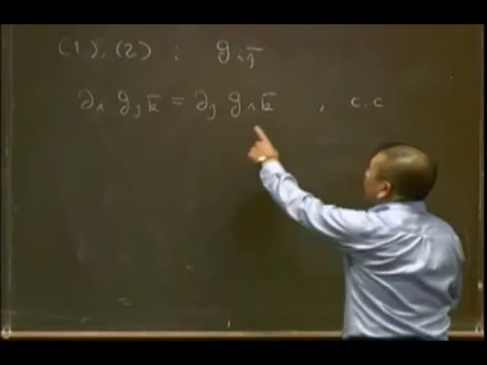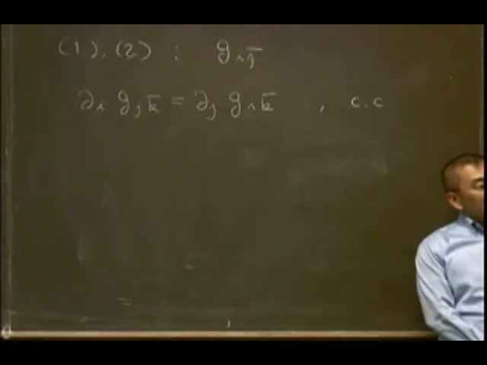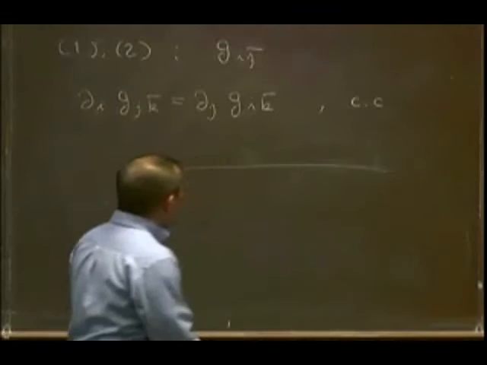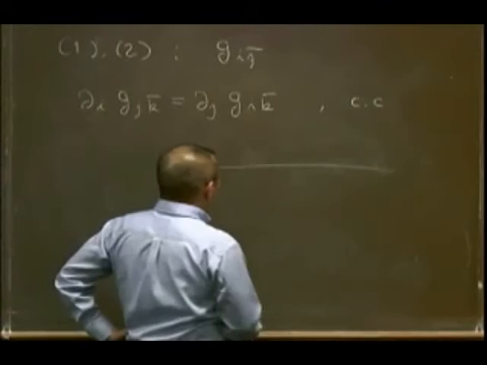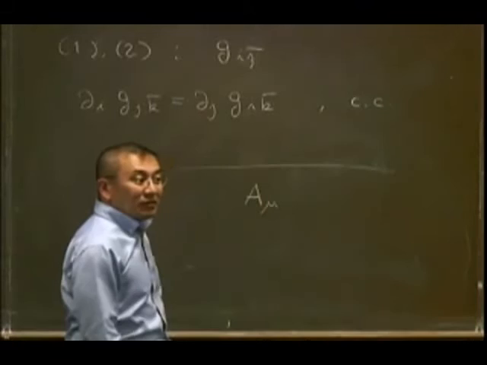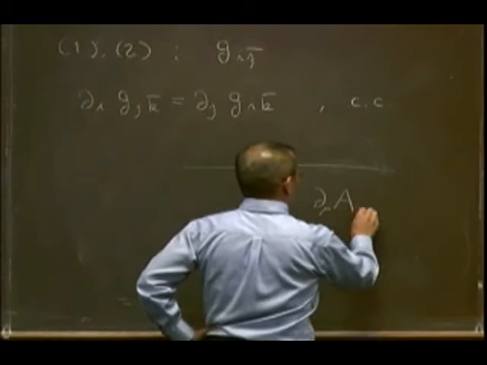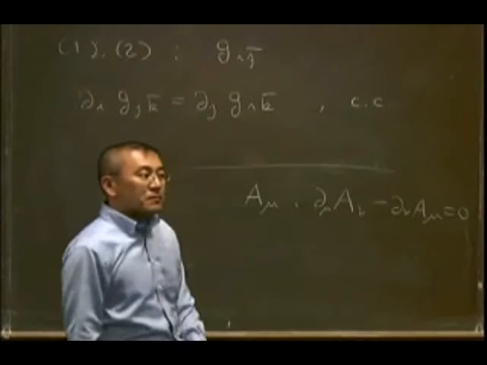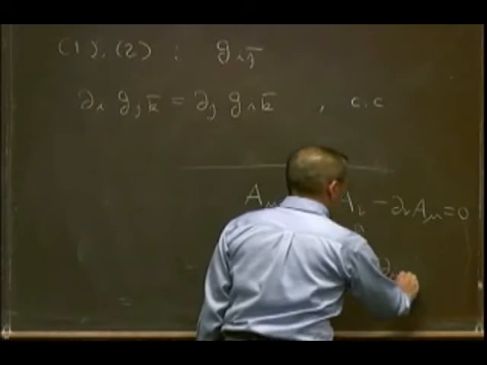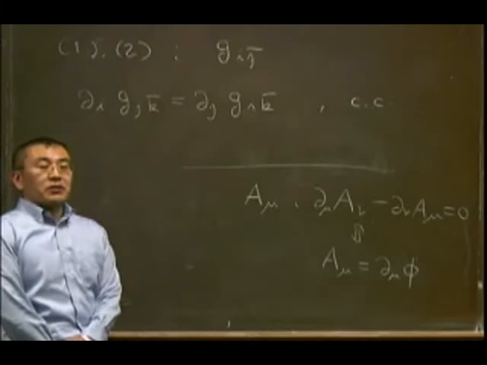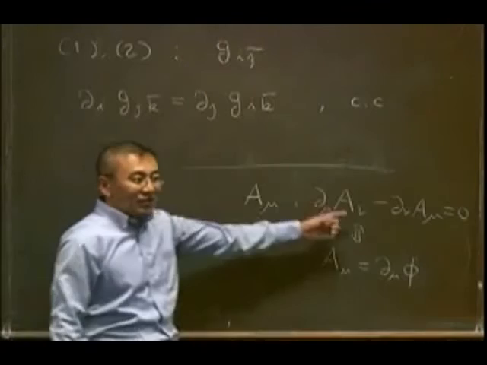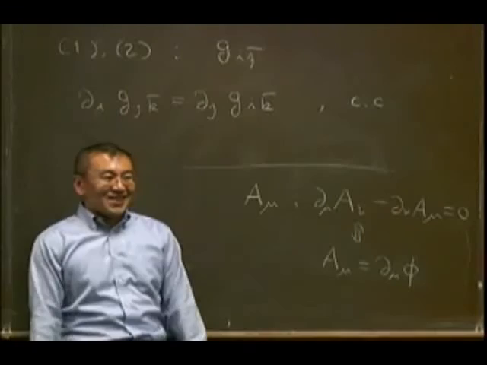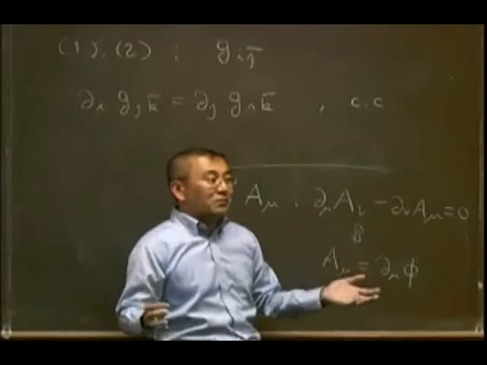So let's look at this equation. What does this equation mean? For example, in the first lecture, a couple of lectures ago, we discussed the following. Suppose you have some vector A_μ, and suppose it satisfies this condition. Is it true that you can always write A_μ equal to ∂_μ of φ for some function φ? Is this true or not true? Who thinks it's true that these are equivalent? Who thinks it's not true? Okay, the majority of you think it's not true, and you are quite right. For a general manifold, this implies that, but the converse is not true.